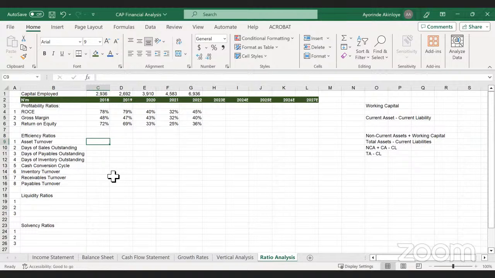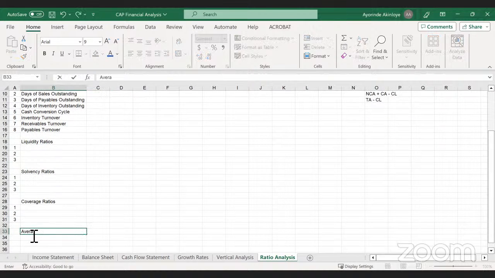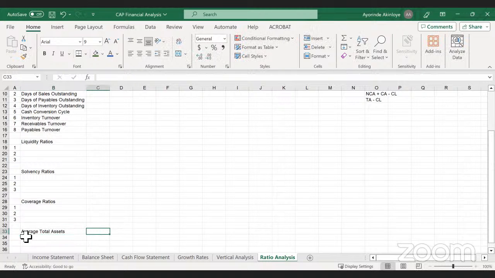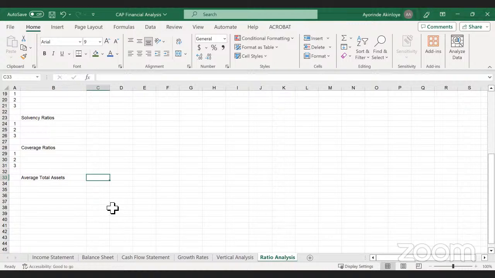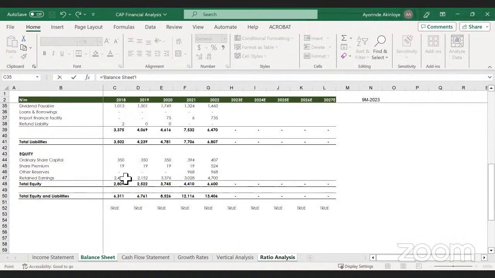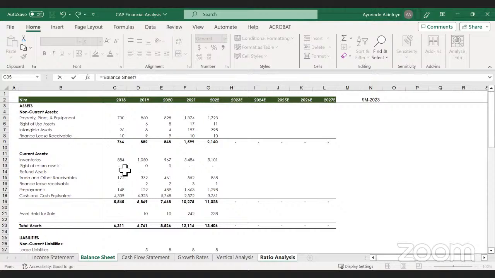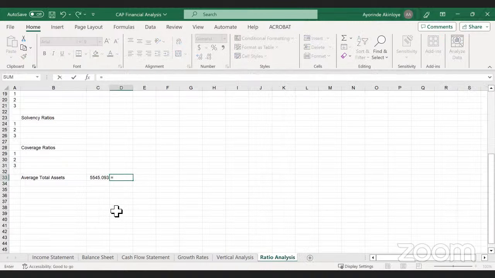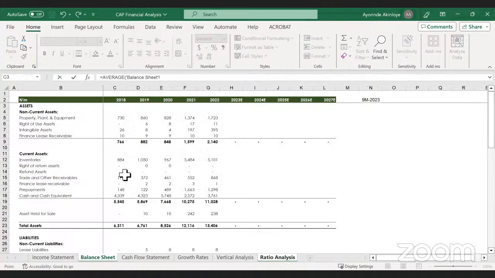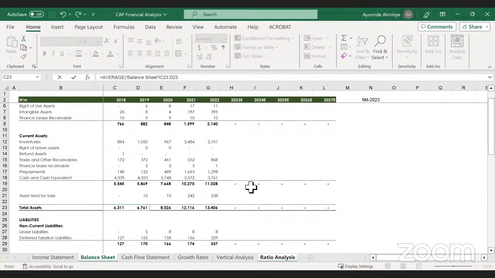You use average assets. So what we need to do to calculate asset turnover, let me just do it here. Average total assets. I mean, average total assets is straightforward. So for 2018, unfortunately, we can't. For 2018, we will just use the 2018 figure because we don't have 2017's opening total assets. So let's just use 2018's figure for 2018. But for 2019, we just do the average of 2018 and 2019 total assets.